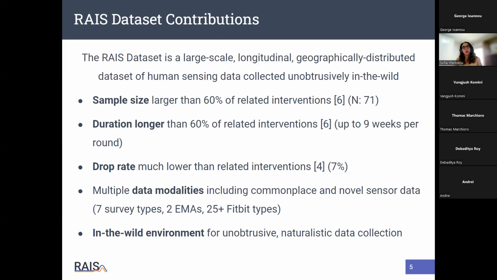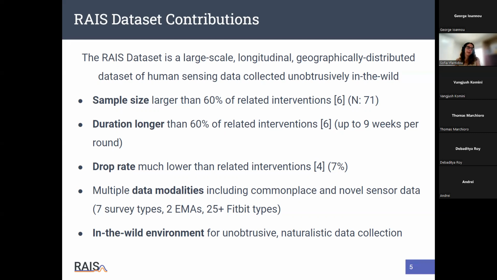We have a drop rate that's much lower than other related interventions. Our drop rate was 7%, and to clarify, by drop rate I mean the participants who started the experiment but did not finish it or did not give their data at the end of the experiment.